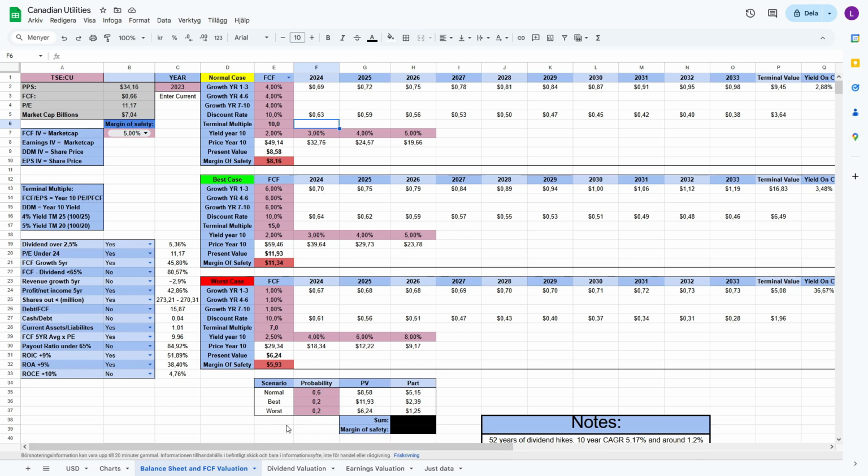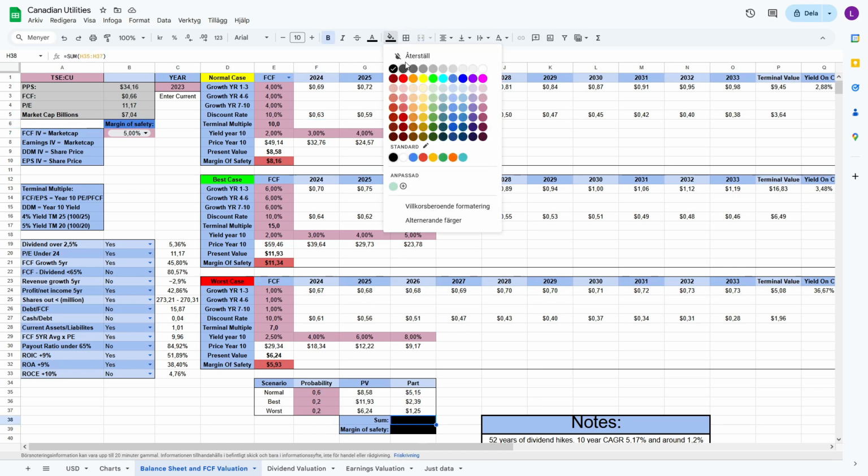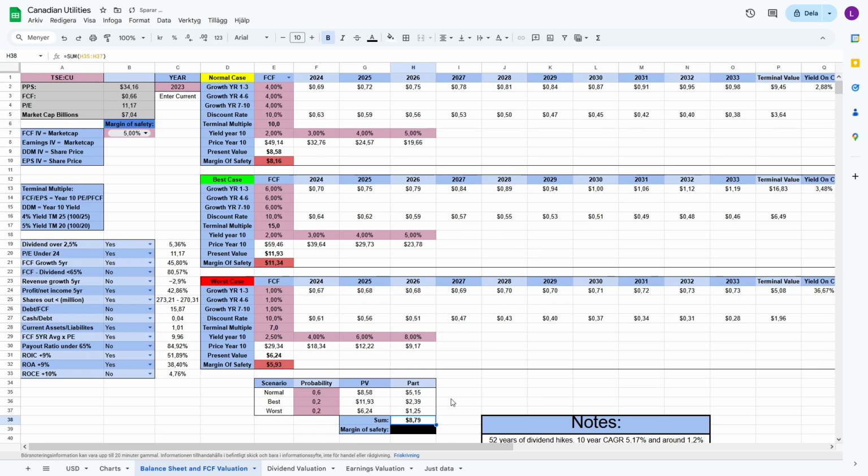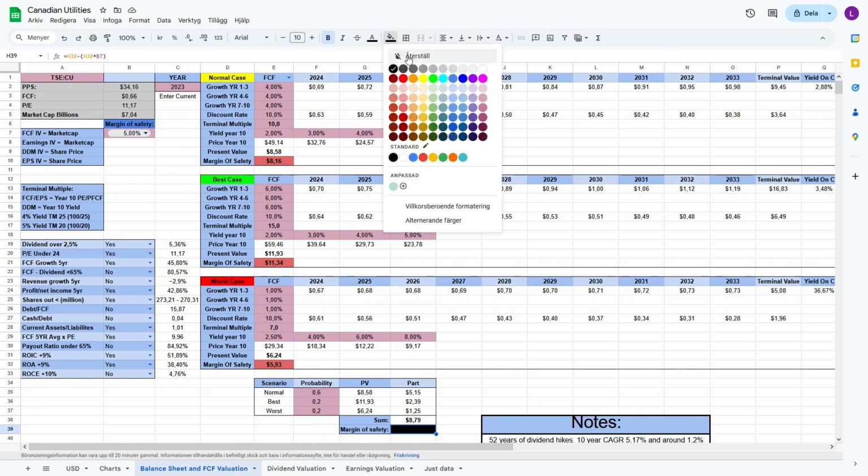Alright, we can see the scenarios down here. Since the company is somewhat stable, we are going to put 60-20-20 probability, and we get the present value here. Apply a margin of safety. We're going to use 5%. And here is the present value with a margin of safety.